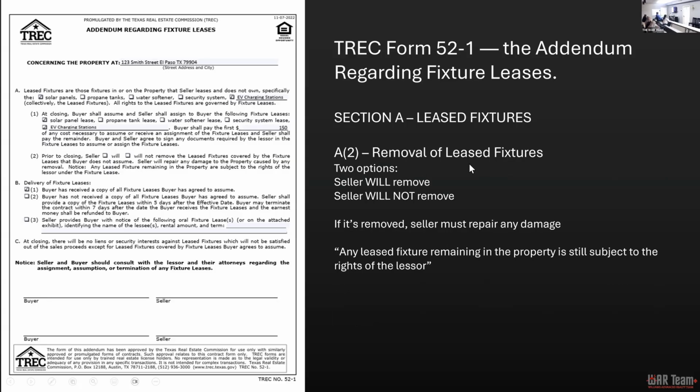A2 says prior to closing, seller will or will not remove lease fixtures covered by the fixture lease that the buyer does not assume. Seller will repair any damage to the property caused by any removal. Notice any lease fixtures remaining in the property are subject to the right of the lessor under the fixture lease. So A2 is just talking about whether the seller's going to keep it on there or remove it. If it's removed, the seller has to repair any damage.